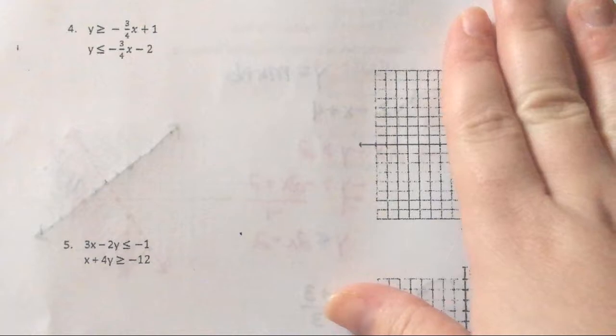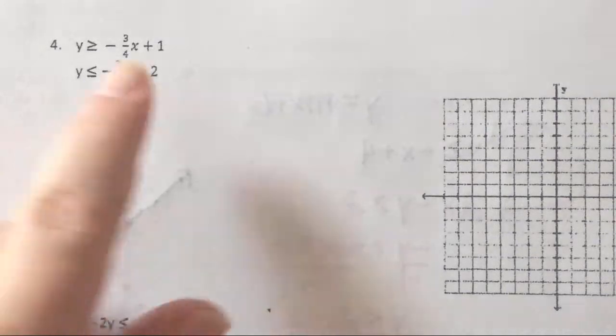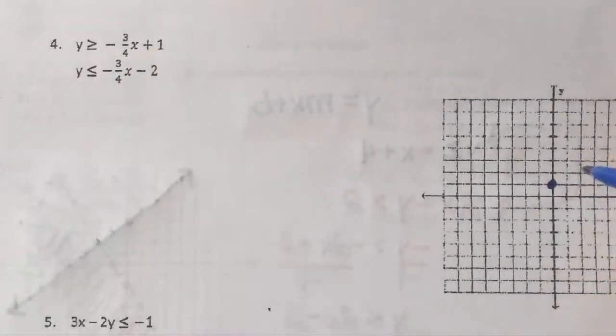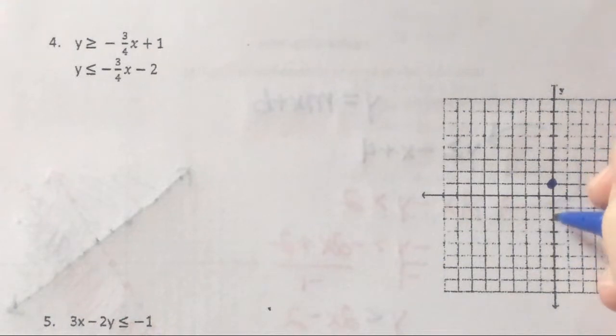Two left. And look, number 4 seems awesome because they already have it in slope-intercept form. Hot dog. Okay, so I can just go straight to graphing on this one. My intercept is at positive 1. My slope is negative 3 over 4. So down 3 over 4.